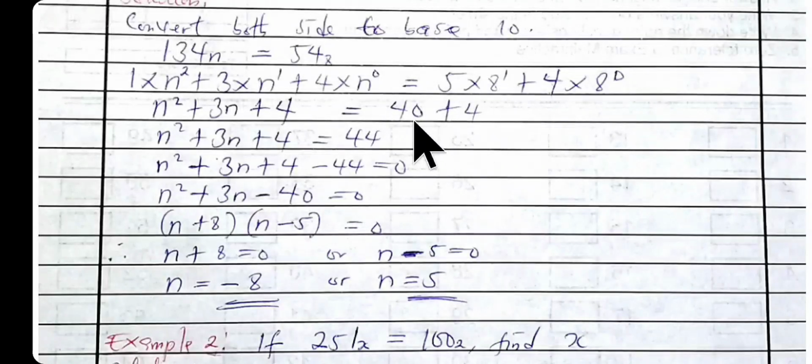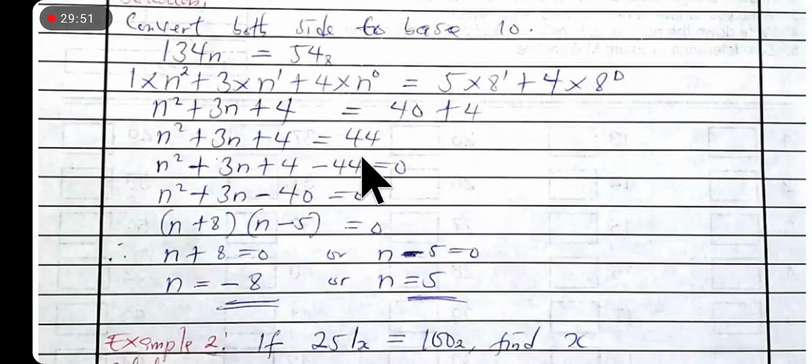So this is going to be 5 times 8 raised to the power 1, which is 8. So 5 times 8 is 40, plus 4 times 8 raised to the power 0. 8 raised to the power 0 is 1, so 4 times 1 is this 4 here. So n squared plus 3n plus 4 is what we have, equal to 40 plus 4. 40 plus 4 is 44.